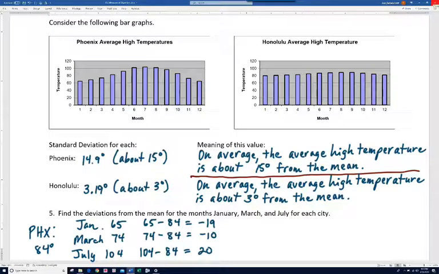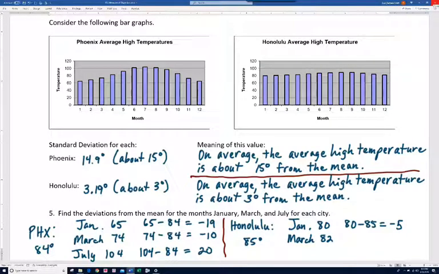All right, let's do the same thing for Honolulu. In fact, you may want to try this for yourself. So in January in Honolulu, its average high is 80. And so to find the deviation from the mean, it'll be 80 minus our mean, which is 85. So we get minus 5. So in January, the average high is about 5 below the mean. In March, the average high is about 82. And so if you find the deviation from the mean here, you get negative 3, which means on average in March, we're about 3 degrees below the mean.